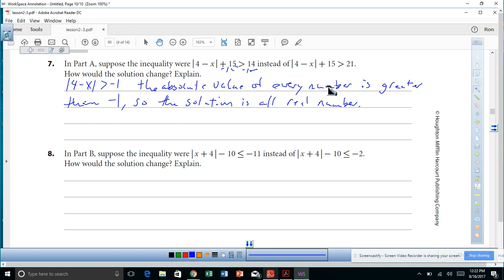In part B, suppose the inequality were the absolute value of x plus 4 minus 10 is less than or equal to -1 instead of less than or equal to -2. How would that solution change?